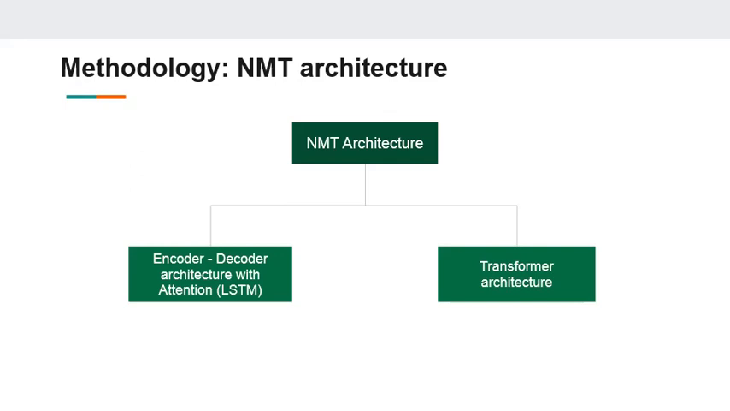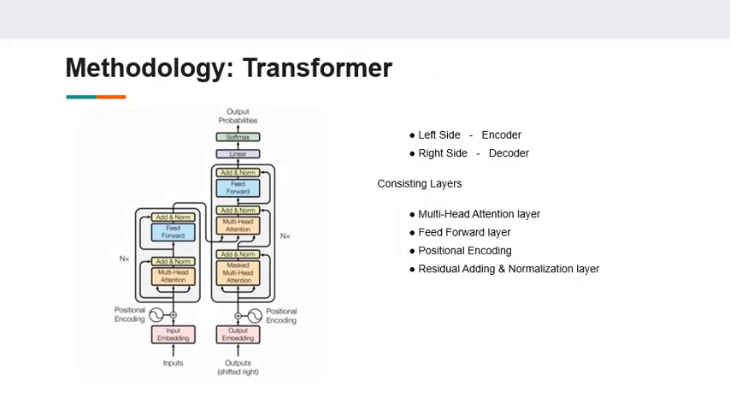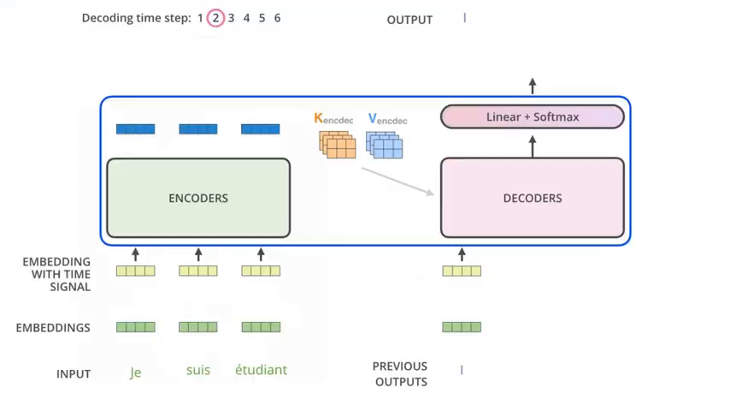Out of these two architectures, transformer performed better for English to Sahara translation. Therefore, this research was built around the transformer architecture. This diagram illustrates the transformer architecture. Transformer contains an encoder and a decoder as shown here. Apart from that, it comes with two new features named self-attention and positional encoding. This is how the translation happens inside the transformer architecture.